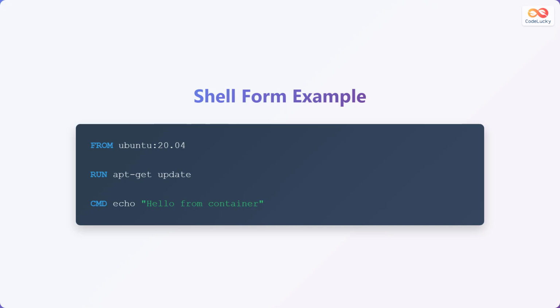Now let's look at an example of the shell form. This Dockerfile starts from Ubuntu version 20.04. Then it updates the package list using apt-get update, using the RUN instruction. Finally, it defines the default command using the CMD instruction to print "hello from container" to the console. Here the command is executed within a shell.